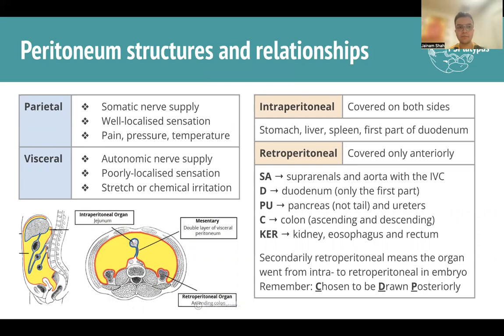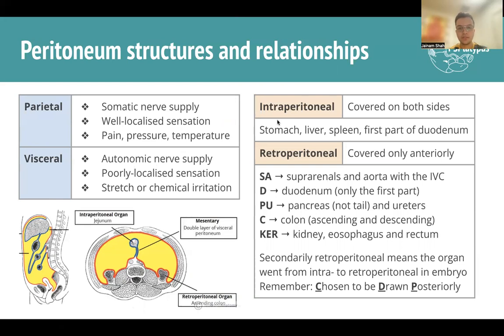So with the peritoneum, we have the parietal peritoneum and the visceral peritoneum, as you can see in the diagram below. Parietal has a somatic nerve supply. It's well localized. It can feel pain, pressure, temperature, whereas the visceral peritoneum has autonomic supply. It's very poorly localized because of its autonomic nature, and it's only really sensitive to stretch or chemical irritation.